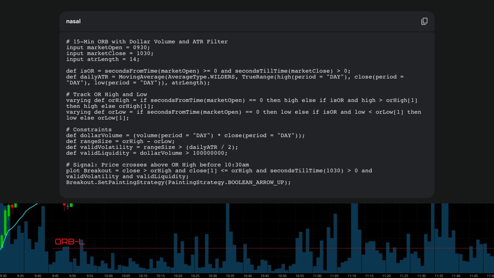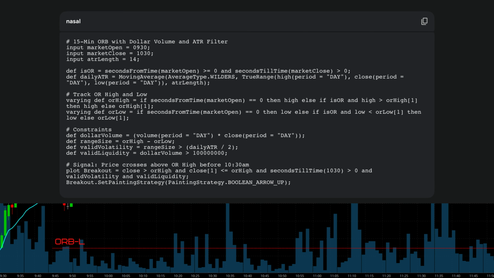def validVolatility = rangeSize > dailyATR2. def validLiquidity = dollarVolume > 100 million. Signal: price crosses above OR high before 10:30 a.m. Plot Breakout = close > ORHigh and close[1] <= ORHigh and SecondsTillTime(1030) > 0 and validVolatility and validLiquidity. Breakout.SetPaintingStrategy(PaintingStrategy.BOOLEAN_ARROW_UP).